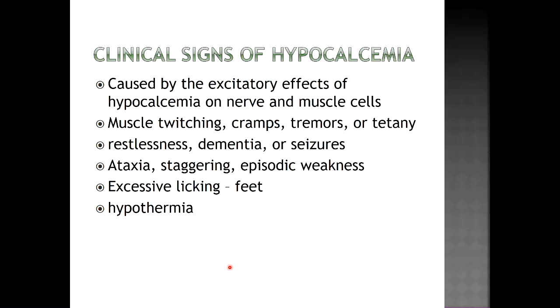In other situations, it may be hard to pick up what it is. Again, a lot of times what you're going to be doing is saying, oh, there's probably some kind of an electrolyte abnormality, and you will end up measuring it and finding out what it is. You can see muscle twitching, cramps, tremors, or tetany, and again, that's something you can also see with sodium and potassium abnormalities, so you're going to be looking at your electrolytes. You can see restlessness, dementia or seizures, ataxia, staggering, or weakness.